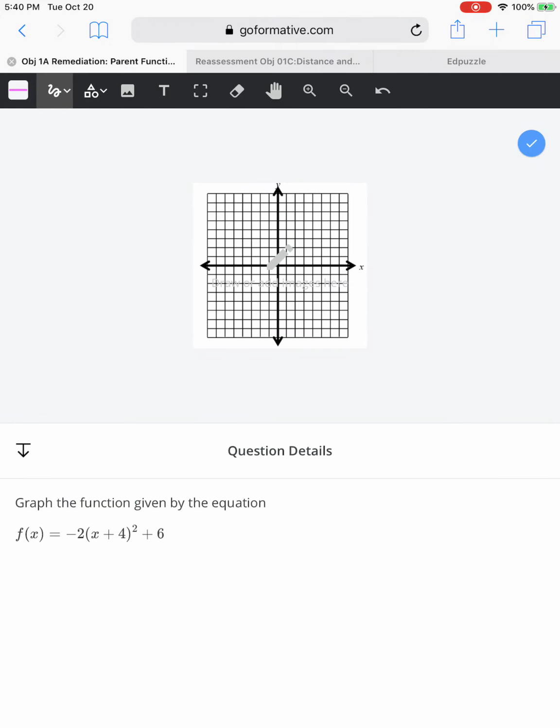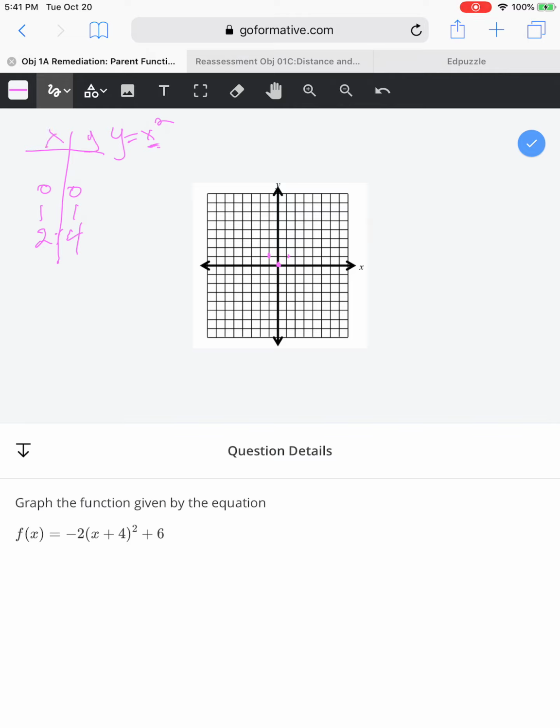So graph the function given by the equation. So I have my original function. It's a quadratic. My original points on my quadratic are 0, 0. Okay, because 0 squared is 0. When I put in 1 for x, because remember your quadratic is y equals x squared, so this is my parent function, 1 squared is 1. If I put 2 in for x, 2 squared is 4. That's where I get my x and y values from.